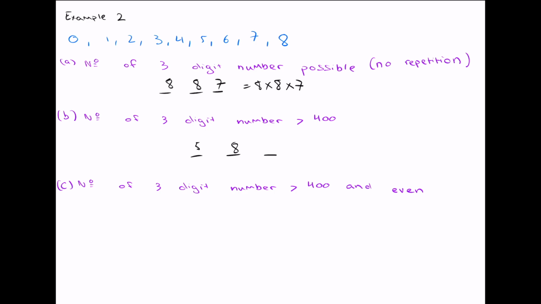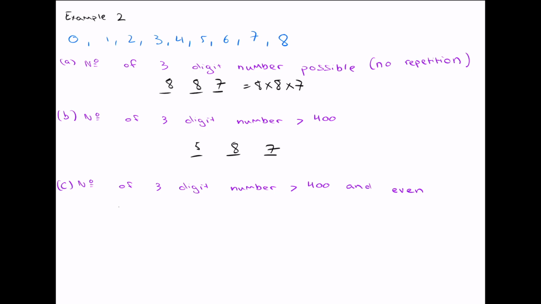And then 7, because we chose one number here, so we only have 8 out of the 9, and then we chose another, so then we only have 7 out of the 9, because we already chose 2 at the first start. Part C reads: number of 3-digit numbers which are greater than 400 and even. Well, this is actually tricky.